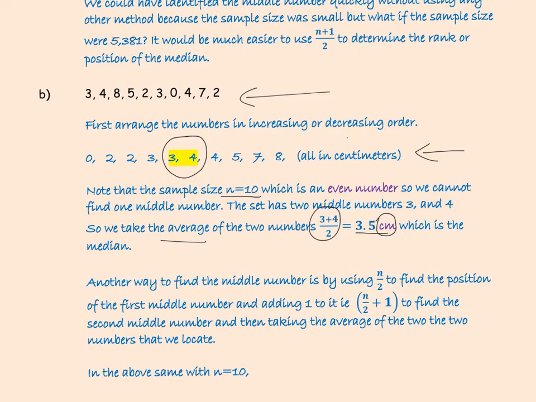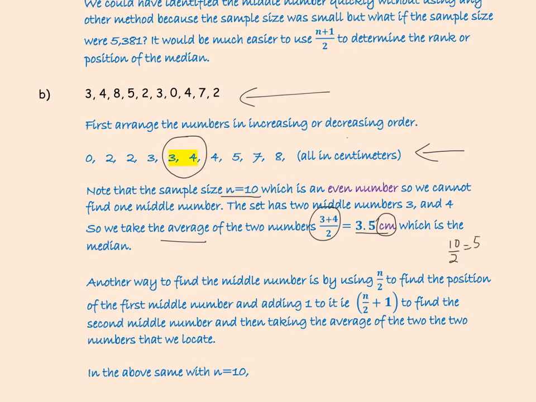Now let's look at it another way. Can we locate the position of the median without actually looking at all these numbers? We start off with the sample size n, which is equal to 10. So 10 is an even number. If we divide 10 by 2, what we get is 5.